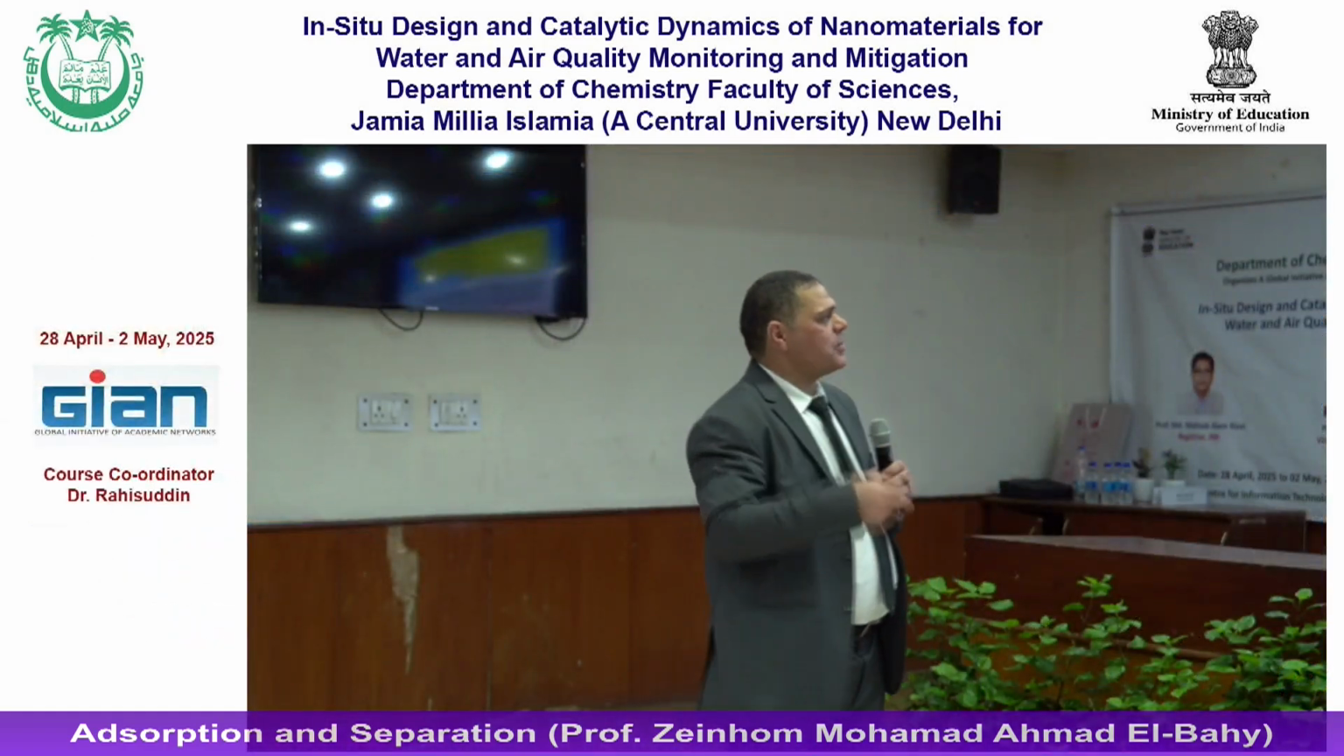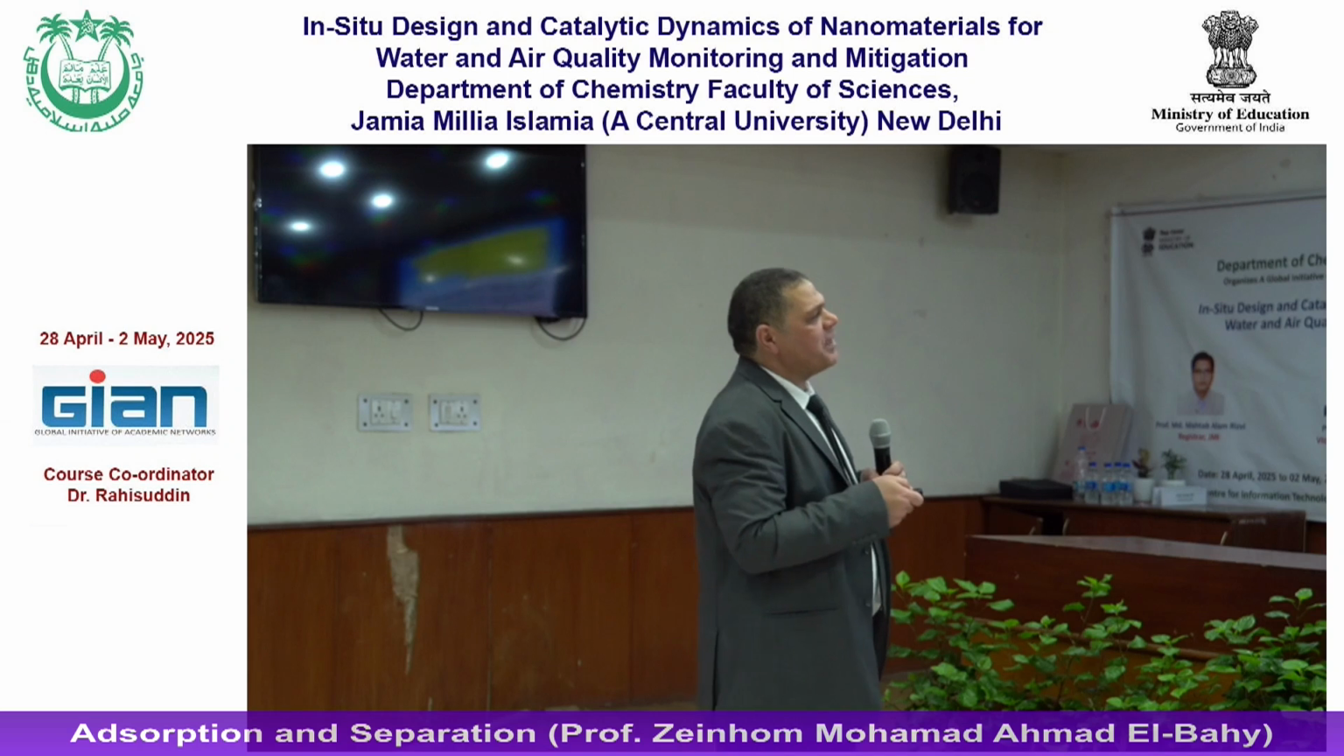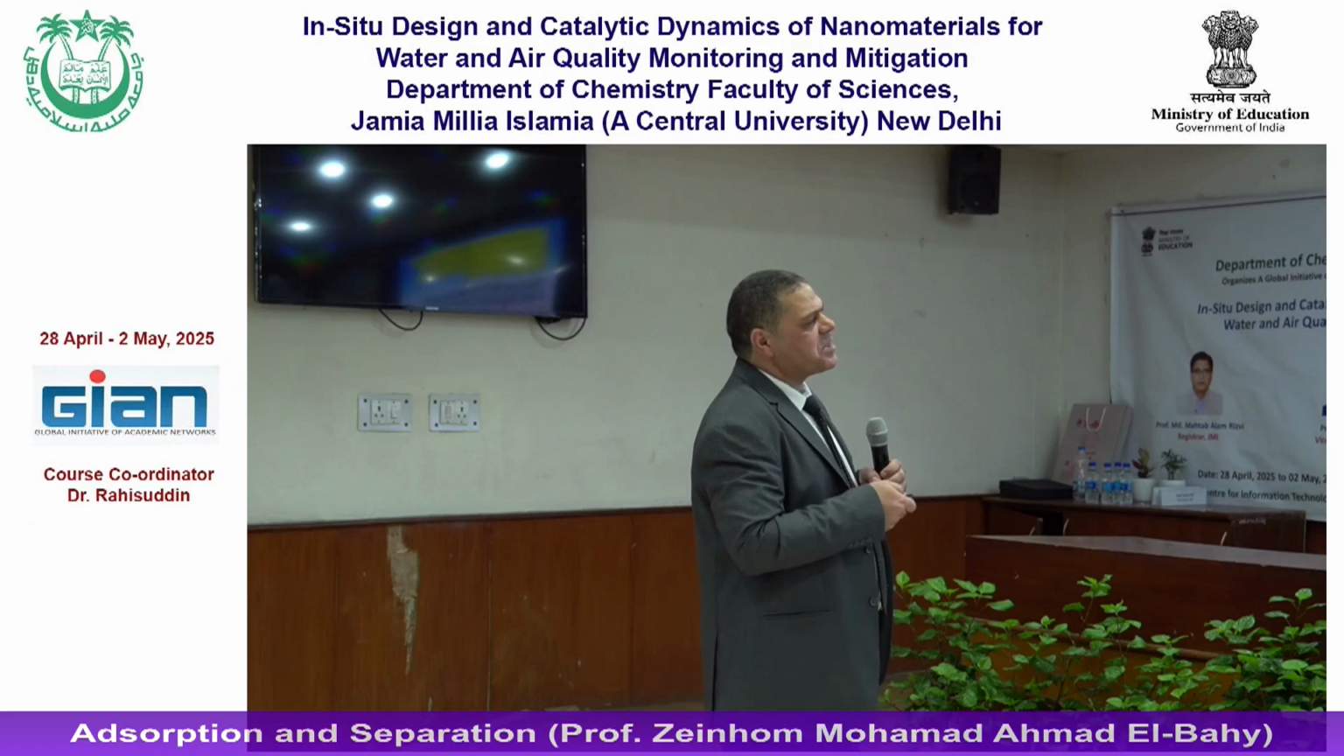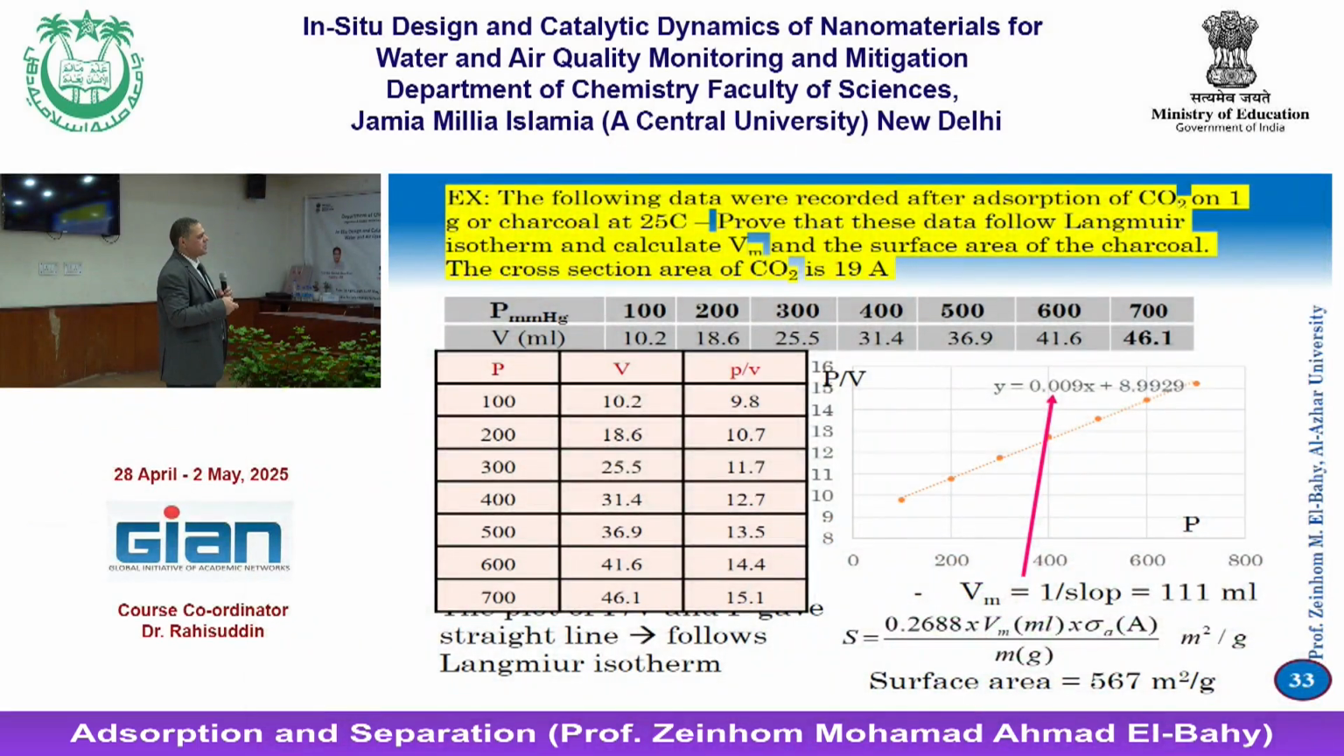So the first question asked you to prove whether it follows the Langmuir equation or not. If it gives you a straight line like this one, this means it follows the Langmuir isotherm. If it doesn't give you a straight line, then it doesn't follow the Langmuir isotherm, and you just check another equation. And this is Vm, the second demand he asked, and the last is to calculate the surface area, and we did. Is it clear? Any problem?